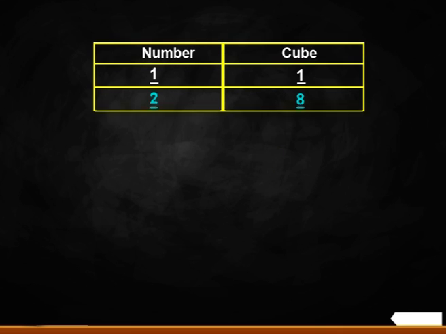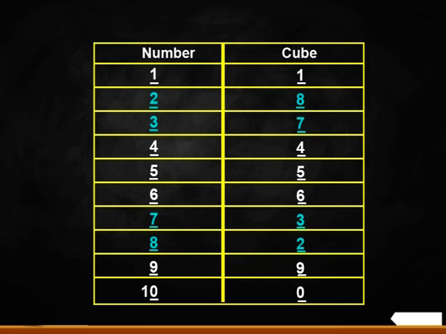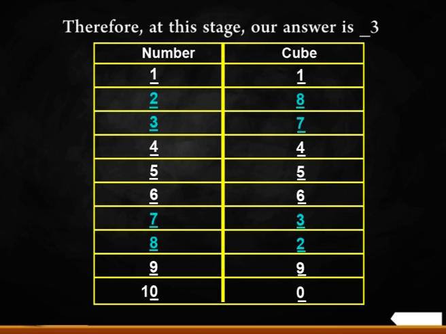Next, we observe that the cube 250,047 ends with 7. And you know from the table that if a cube ends with 7, its cube root will end in 3. Therefore, at this stage, our answer is 3, which is the right hand side part of the answer. Up till this point, we have got the right hand part of our answer.